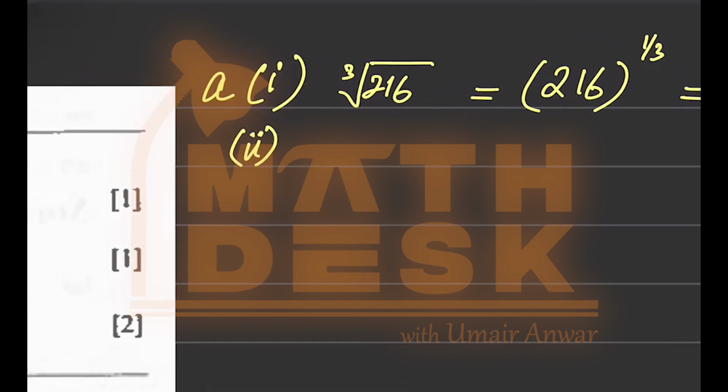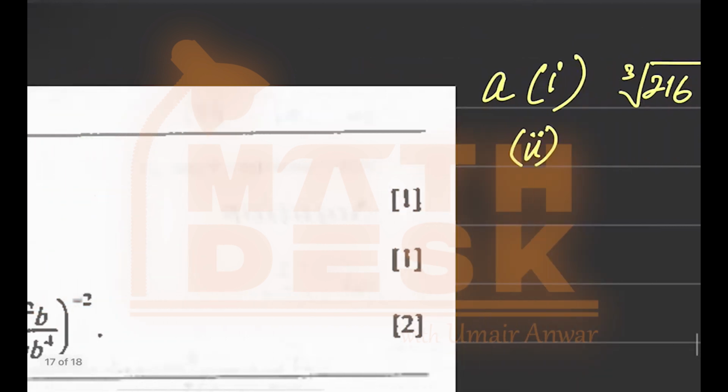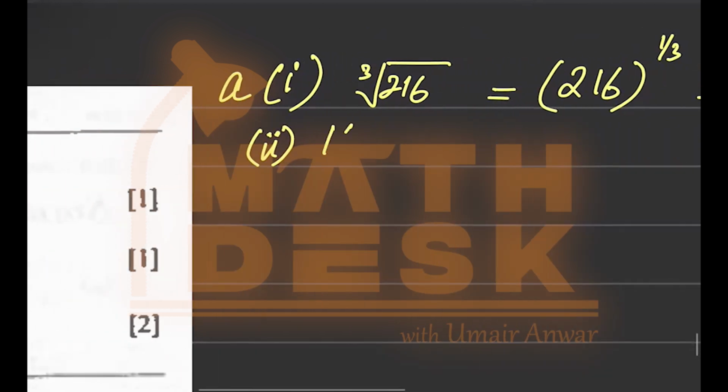Second part. It says 16 raised to 1 upon 2 minus 16 raised to 0.